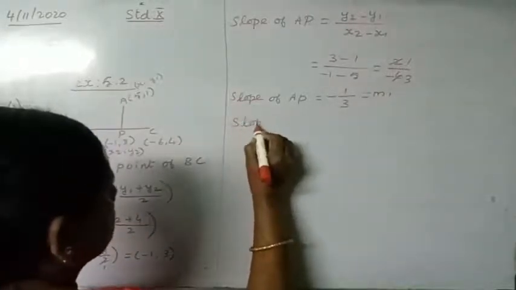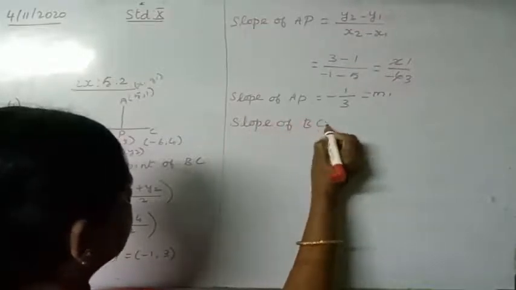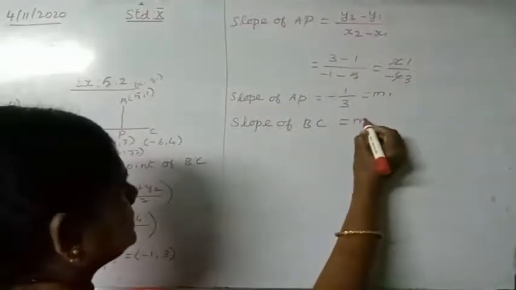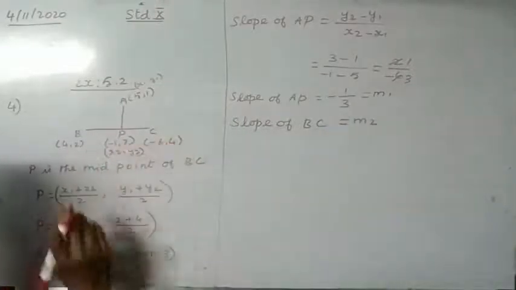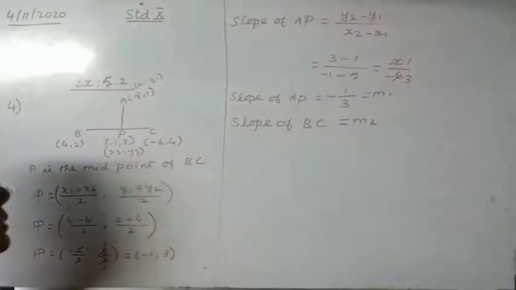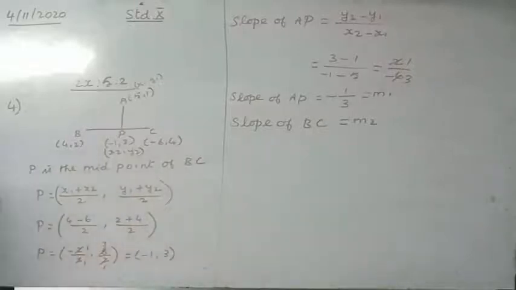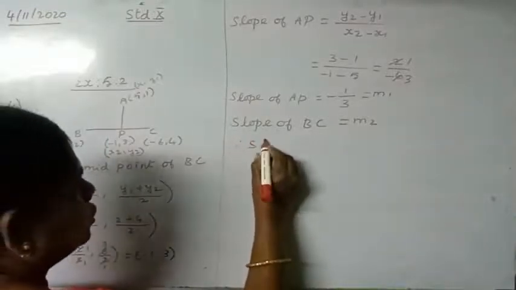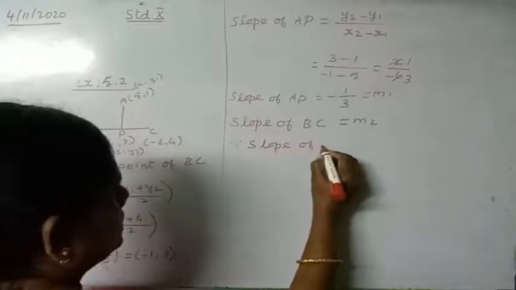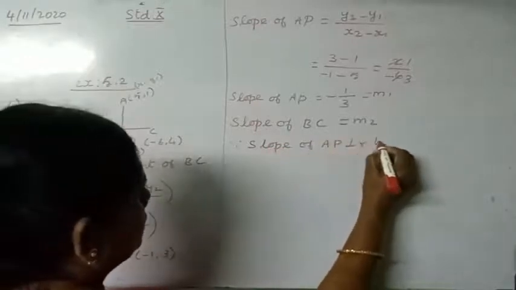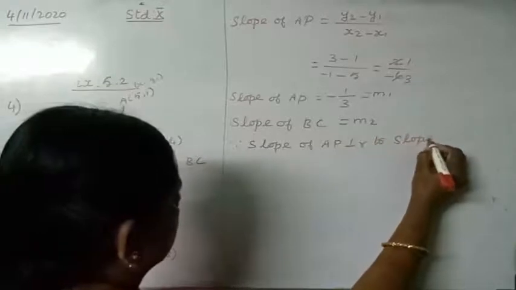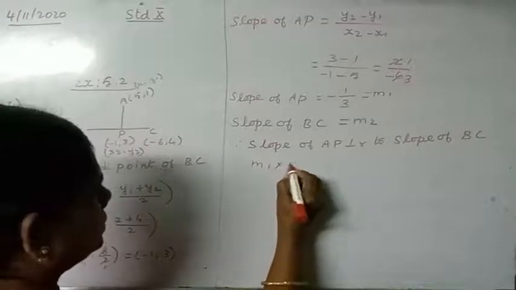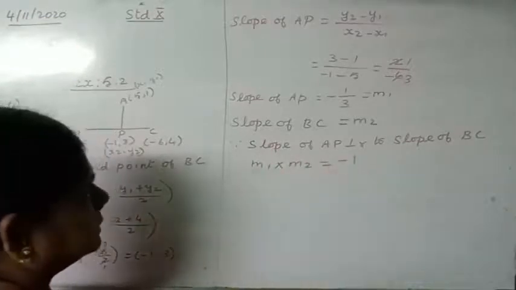Find the slope of BC. So slope of BC find out பண்ணனும். Let me take this as M2. இந்த ரெண்டு பாயிண்ட்ஸை வச்சு ஸ்லோப் ஃபைண்ட் அவுட் பண்ணாம R ஃபைண்ட் அவுட் பண்ணிட்டு M1 into M2 is equal to minus 1 போடலாம். So we are taking here, since slope of AP is perpendicular to slope of BC அப்படிங்கிற கண்டிஷன் கொடுத்துருக்காங்க. Therefore m1 into m2 is equal to -1 எடுத்துக்கலாம்.